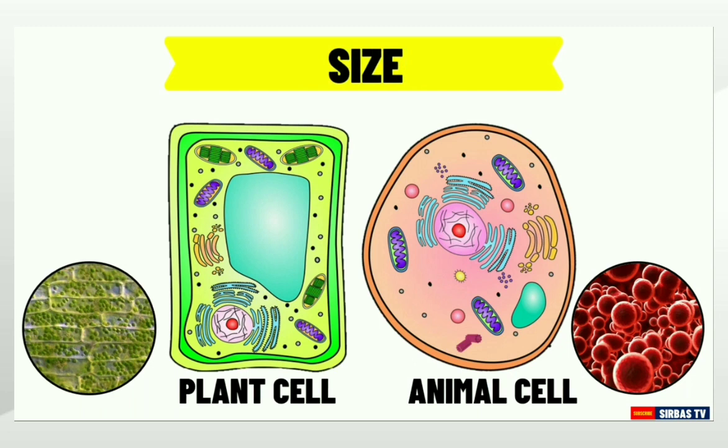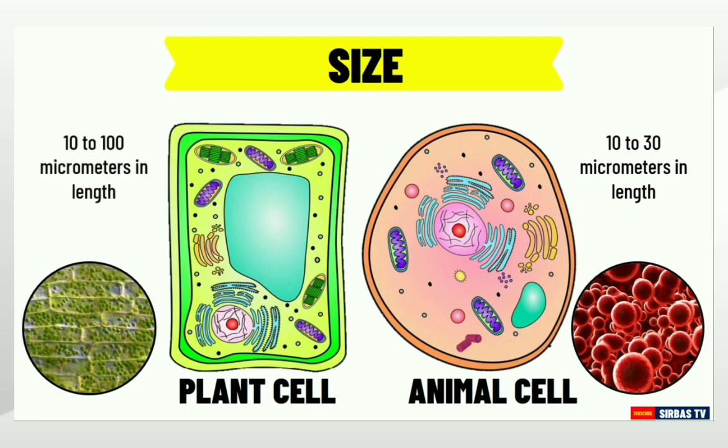When it comes to size, animal cells are generally smaller than plant cells. Animal cells range from 10 to 30 micrometers in length, while plant cells range from 10 to 100 micrometers in length.